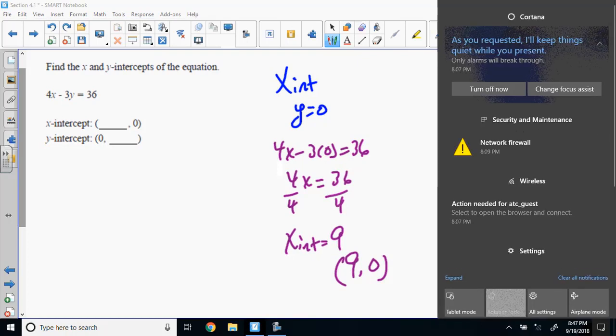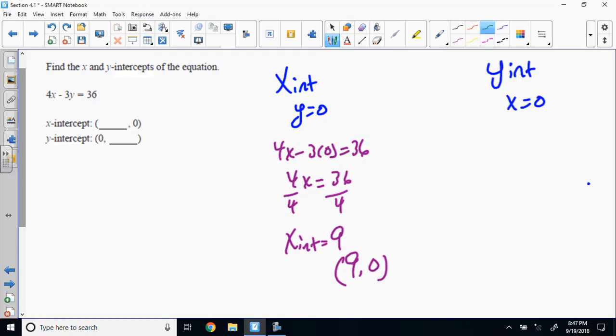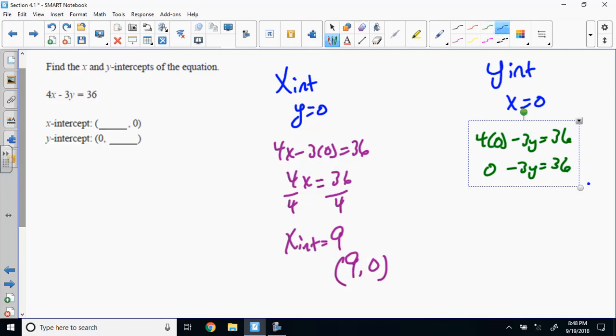The y-intercept, x is 0. So I'm going to say 4 times 0 minus 3y equals 36, right? So this becomes 0 minus 3y equals 36. Divide both sides by -3. The y-intercept equals negative 12. That is really (0, -12). Okay? We did these? Have I already showed y'all this?